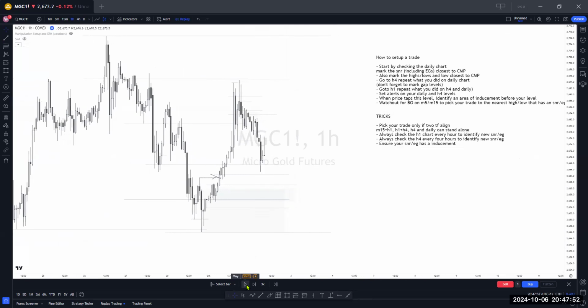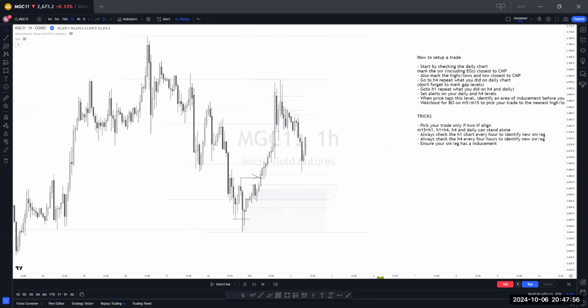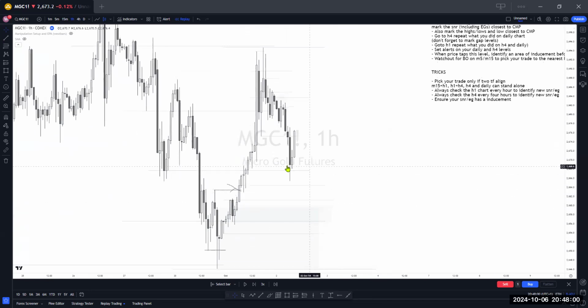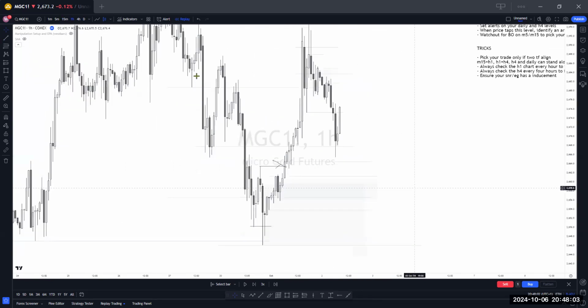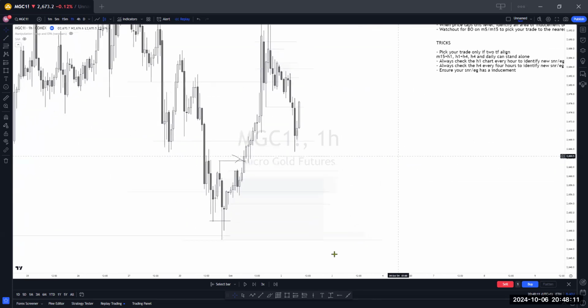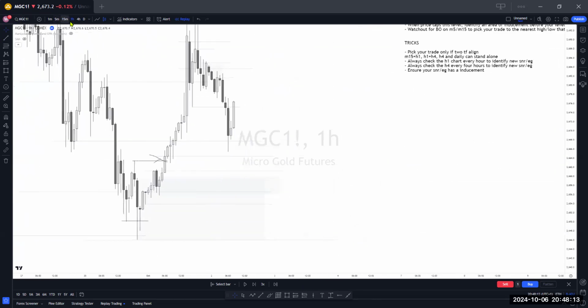You see it tapped. What did we tap here? You see the HNS. So marking your levels is always very important. You can't go wrong knowing how to mark your level. So we have HNS there. So then the question here is, one of the tricks I wrote here: ensure your SNR or EG has an inducement. Is there somewhere within your SNR and EG that price has to induce?